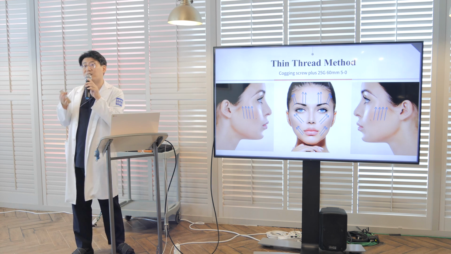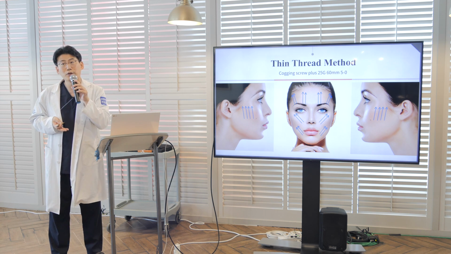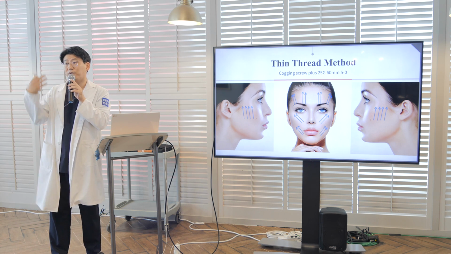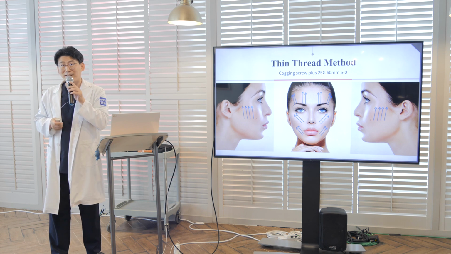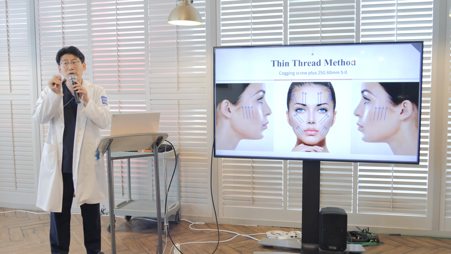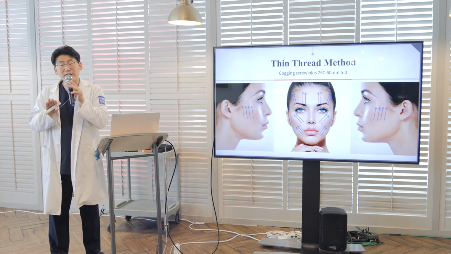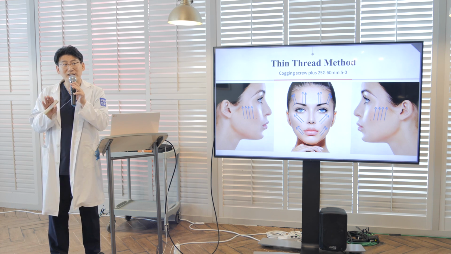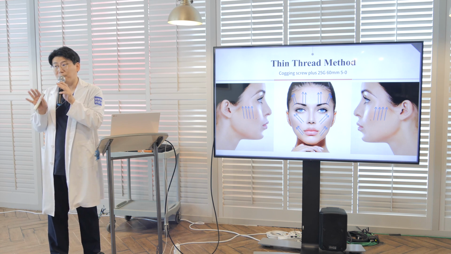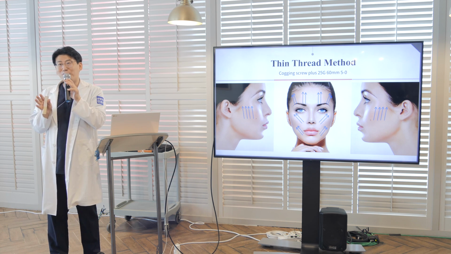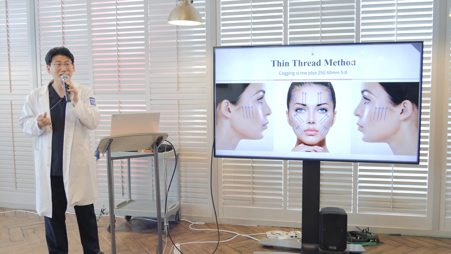This is an example of application. I use almost 24 threads to correct the whole face. Very simple. It takes about 5 minutes. But don't forget, when you remove the needle, you should press that area to prevent bruising or bleeding. It's very important. Anyway, we should reduce the side effect because your patient cannot stand the bruising or swelling. That's a very important point.